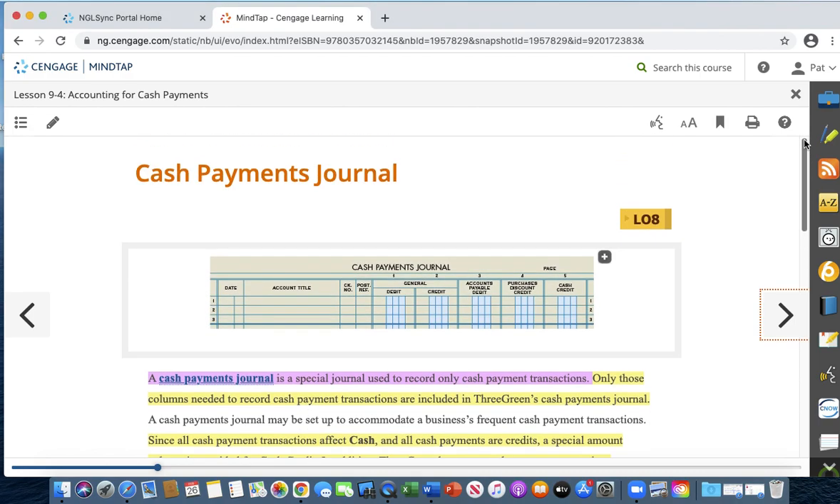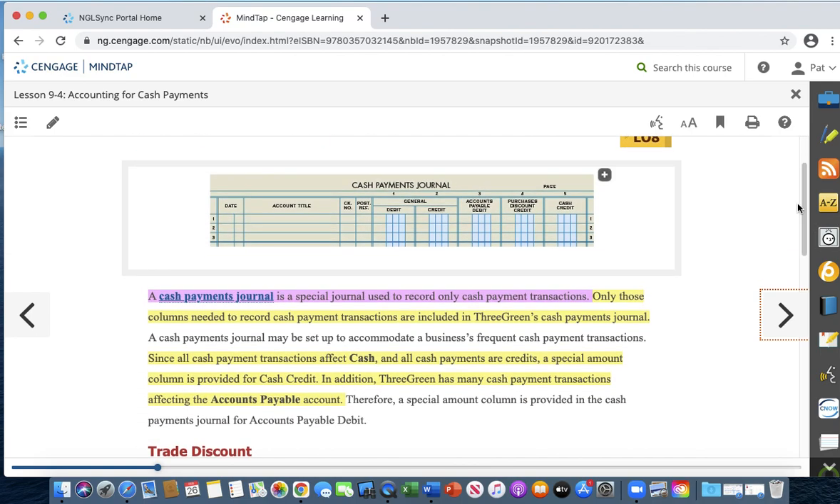Let's start with the 9-4 notes, as far as what the cash payments journal looks like. You can take a look at it. We have two general accounts, debit and credit. Those are just normal accounts, not special amount columns, because they don't have an account called general. We will have three account columns that have an account name above them.